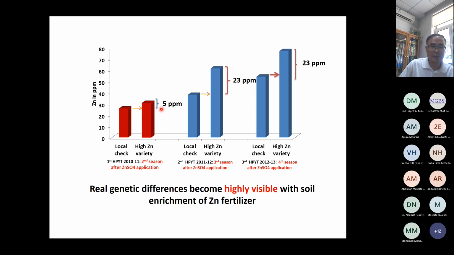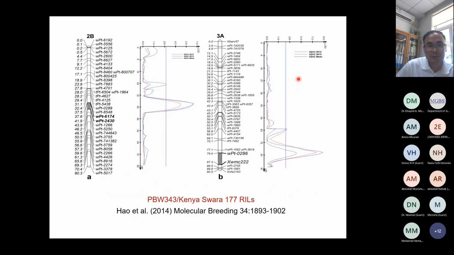The difference is very minor. It's 5 ppm. When the fertilizer continues to be applied, the difference becomes highly visible. So we did some QTL mapping work. This is the first study for grain zinc and iron concentrations in CIMMYT. We worked on a RIL population, PBW343 and Kenya Swara.